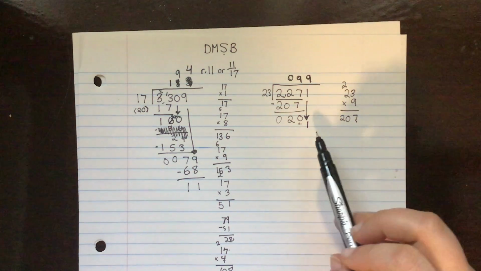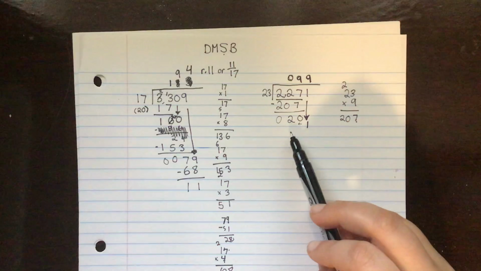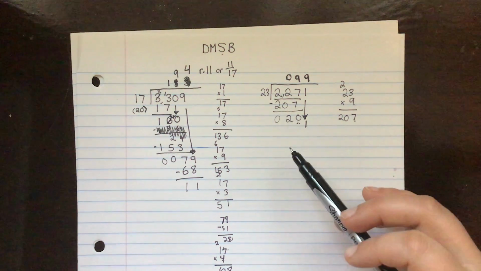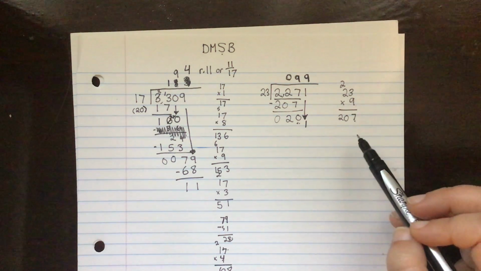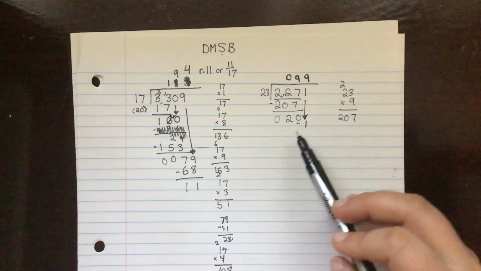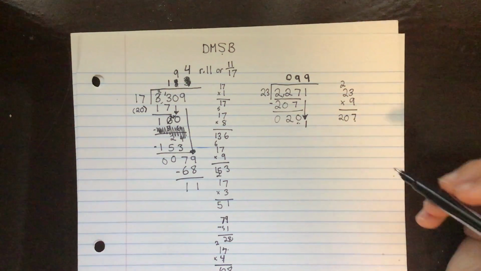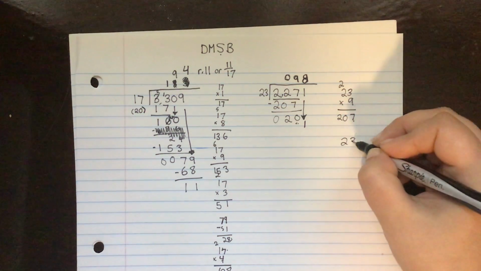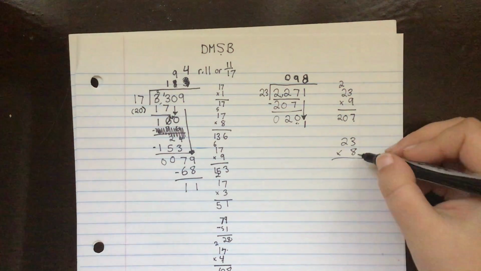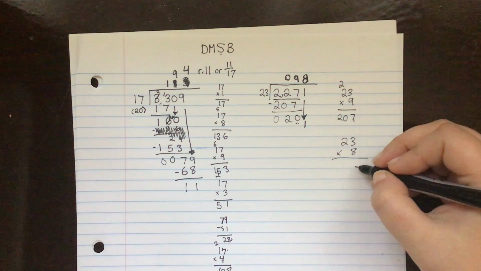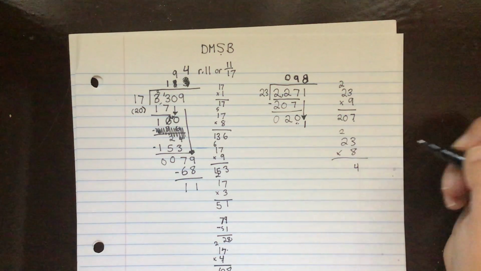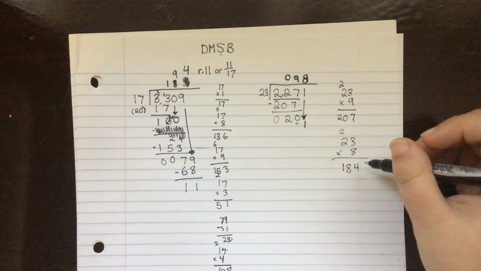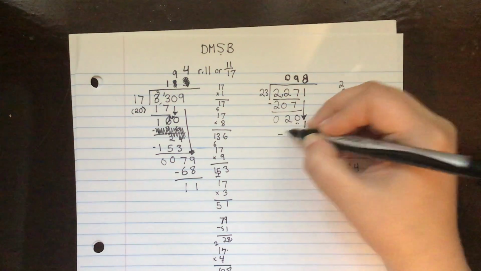But now we have another problem. 207 is bigger than 201. That means when I subtract these two, I'm not going to be able to get a nice answer. So that means that 9 must be too big because 207 is bigger than 201. So if it's not a 9, it must be an 8. 23 times 8, we'll do that off to the side for a minute. 3 times 8 gives me 24. 2 times 8 gives me 16, 17, 18, 184. That seems pretty small, but let's just try it out and see what happens.